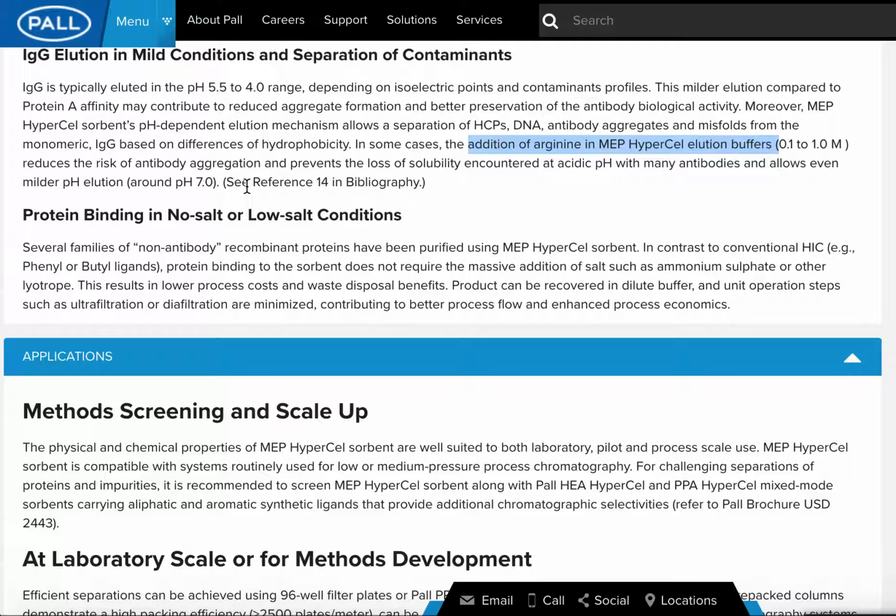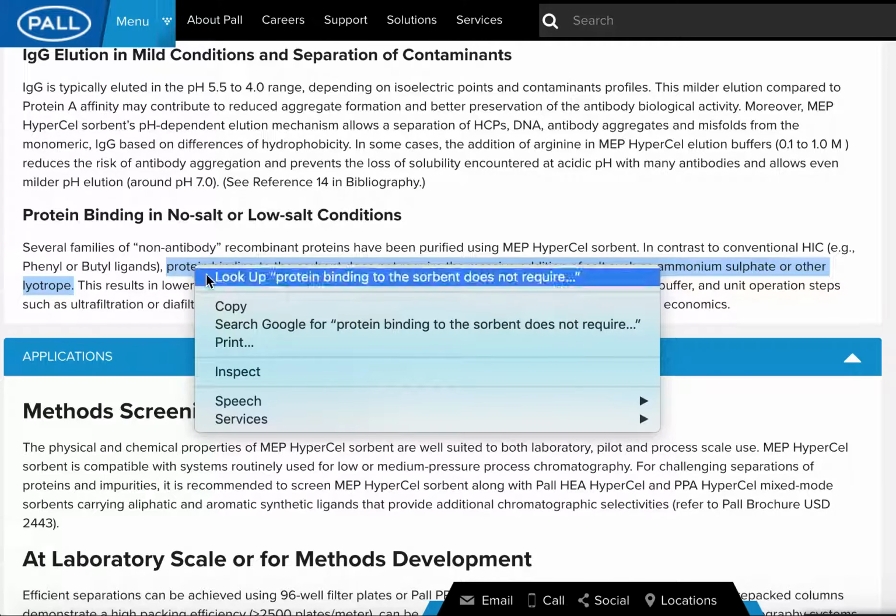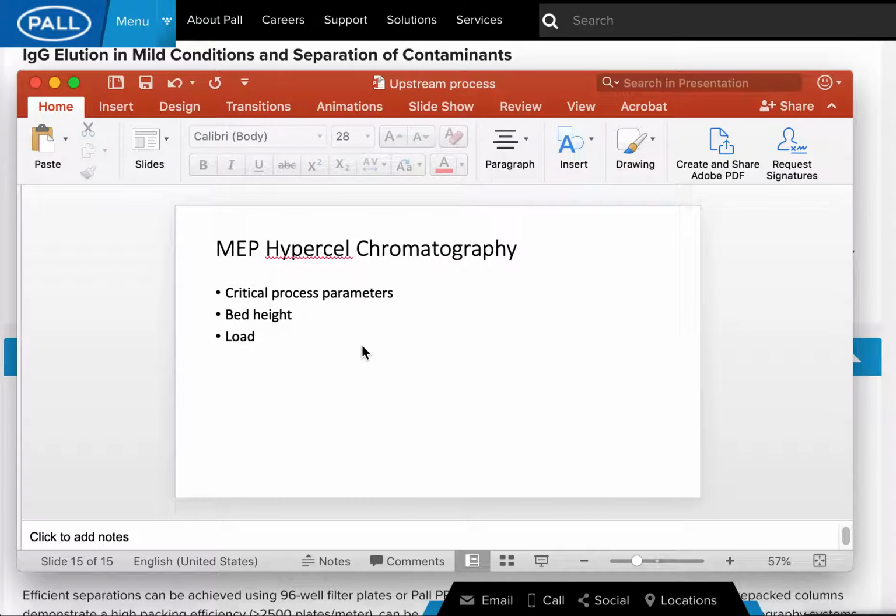Protein binding in no salt or low salt conditions. Several families of non-antibody recombinant proteins have been purified using MEP HyperCel sorbent. In contrast to conventional HIC, for example phenyl or butyl ligands, protein binding to the sorbent does not require the massive addition of salts such as ammonium sulfate or other lyotropes. So that's another point that is important. I'm going to jot it down here.